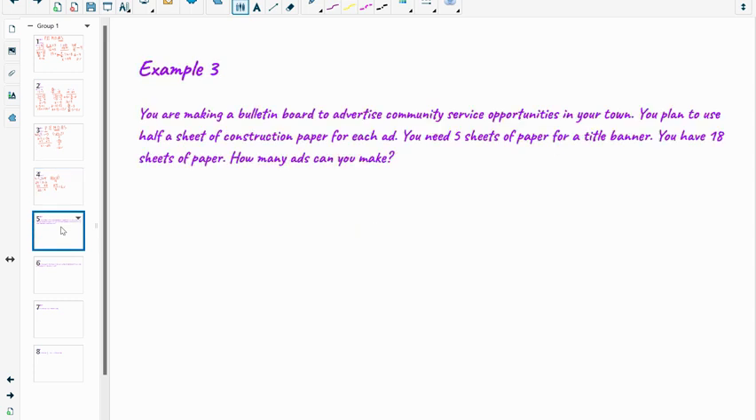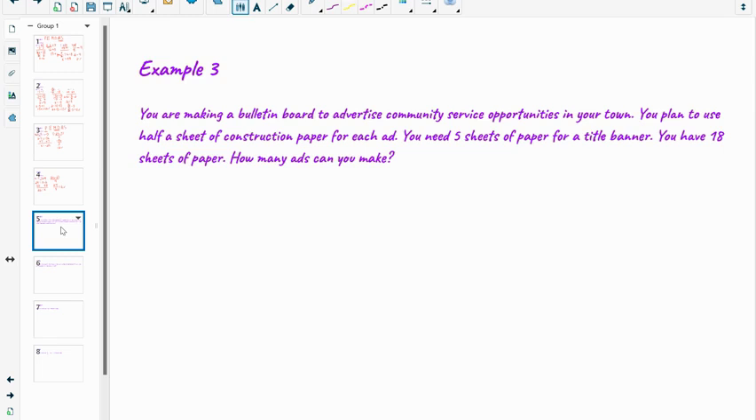All right, let's give a word problem a chance. You are making a bulletin board to advertise community service opportunities in your town. You plan to use half a sheet of construction paper for each ad. You need 5 sheets of paper for a title banner. You have 18 sheets of paper. How many ads can you make?